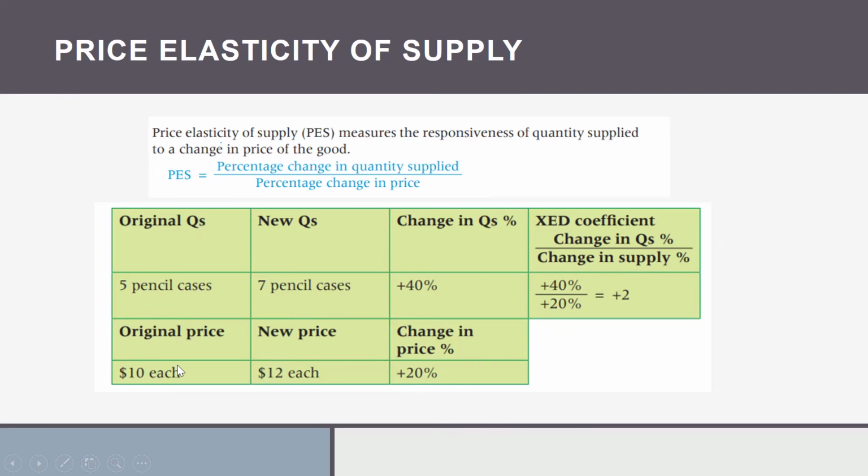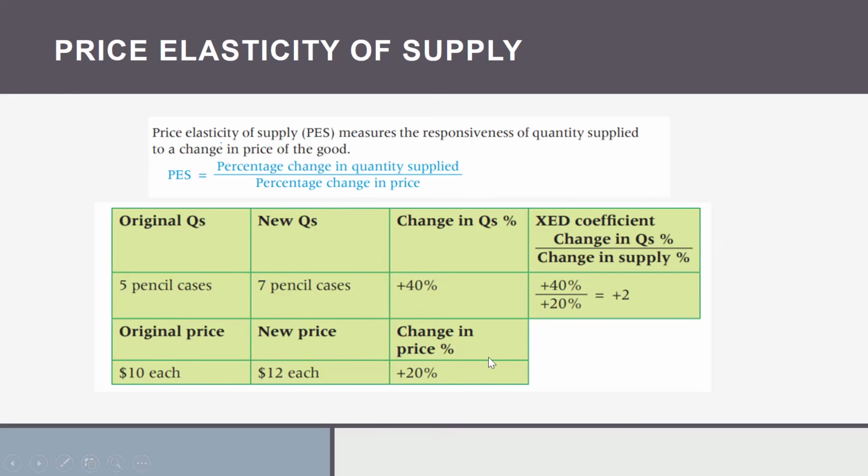The original price was 10, now it's 12. How much did it change by? 2. Increase or decrease? Increase. So it will be positive 2 over the original price, which is how much? 10. Multiplied by 100, and that's how you get the 20%.